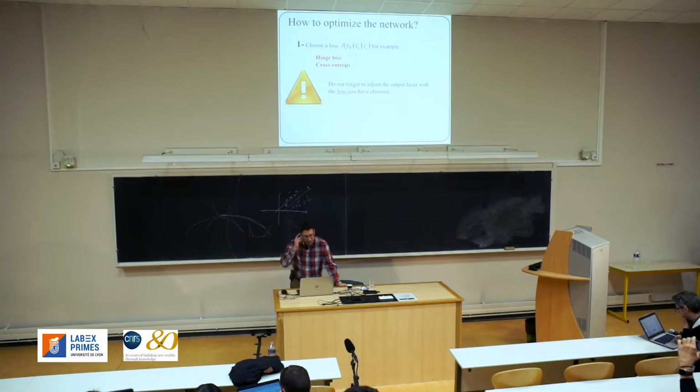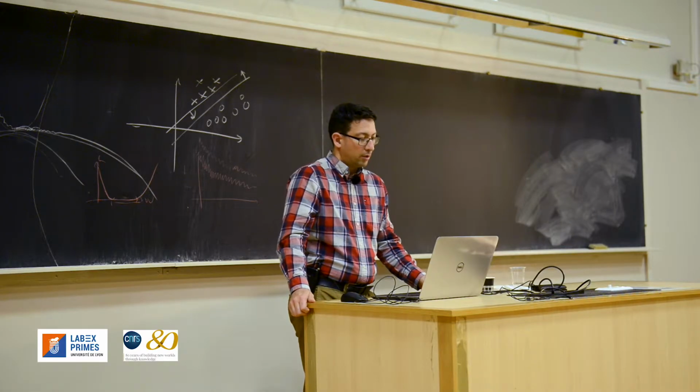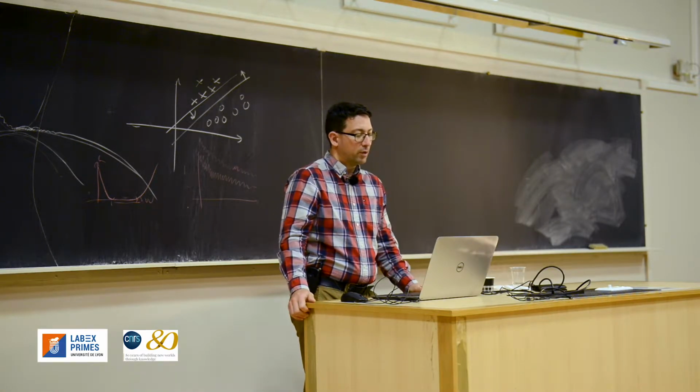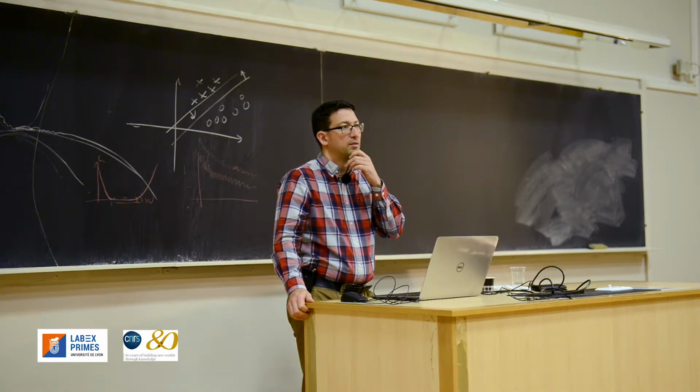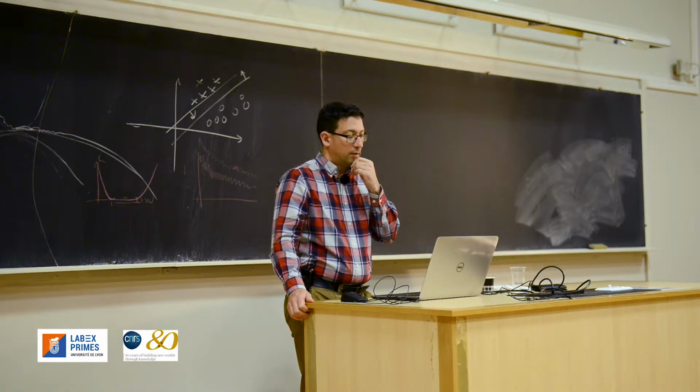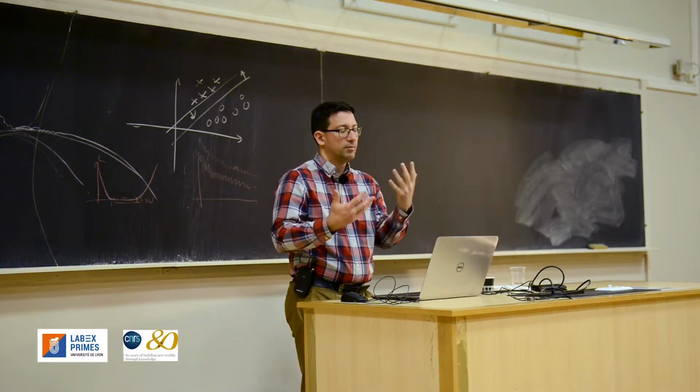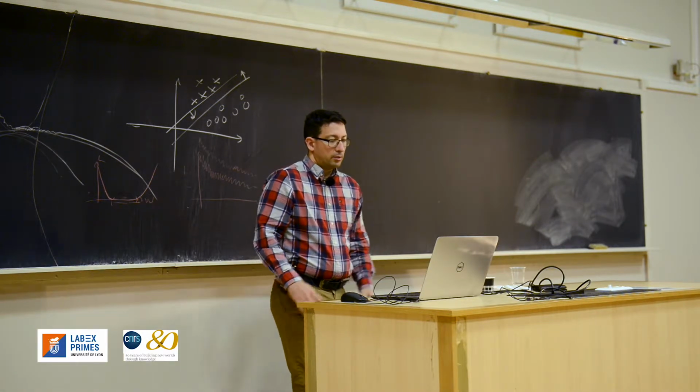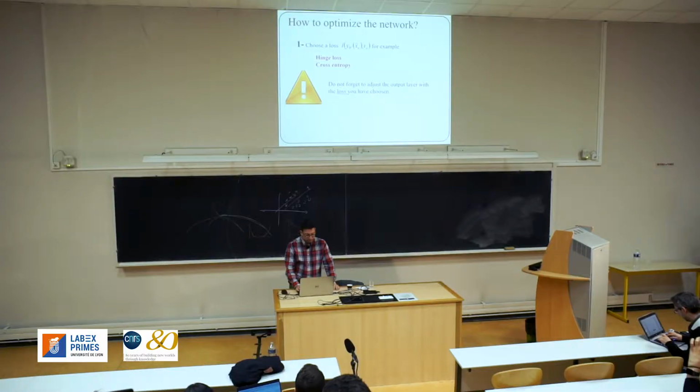And do not forget to adjust the output layer of your network to the loss that you have chosen. So if you choose to implement an SVM loss, you're not supposed to have a cross-entropy at the end. Some people don't quite understand what they're doing. So they have a softmax output, and then they implement the hinge loss. You know that doesn't quite work. So make sure you're doing things correctly. And then you need to compute the gradient of this big loss. So we have this.